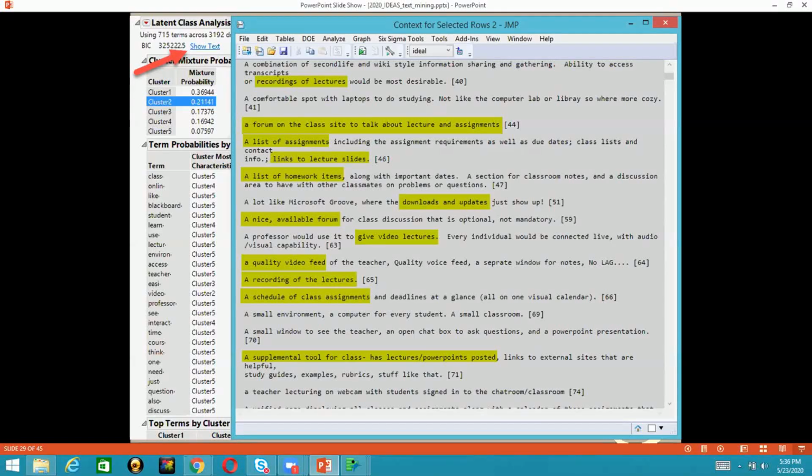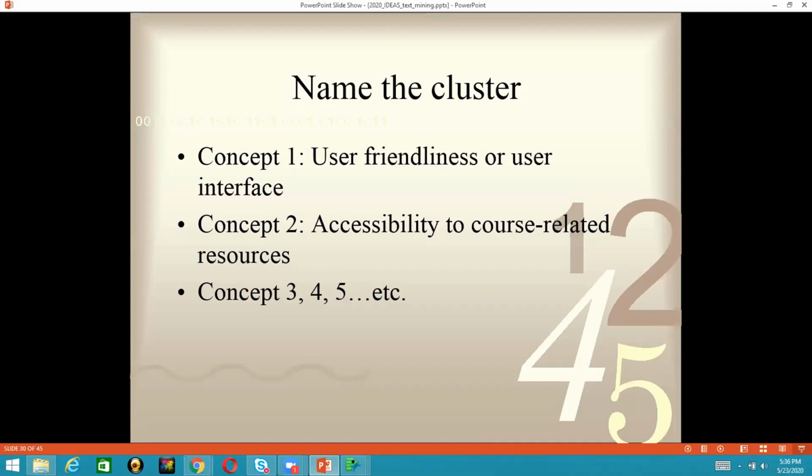Oh, okay, great. So then I can name the cluster or the concept. Concept 1: user friendliness or user interface; accessibility to course-related resources. And then I read 3 or 4 or 5 and so on. See, I did not completely hand over my judgment to automated text mining. So I use human intelligence to supplement artificial intelligence.